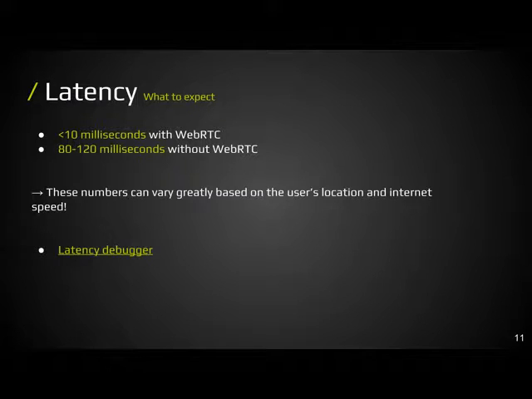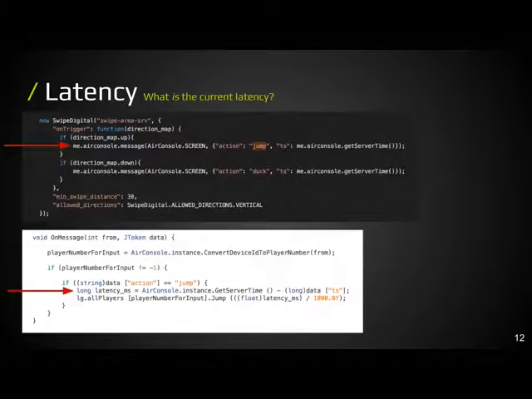We have a latency debugger that developers can use to check how much latency they have. So it's easier to work with and to know what you're dealing with. To find out what the current latency is, like if I have a game and I receive the input jump from a player and I want to know how much delay was in that input, because I need to calculate that into my gameplay or my game logic. So what I do is this.